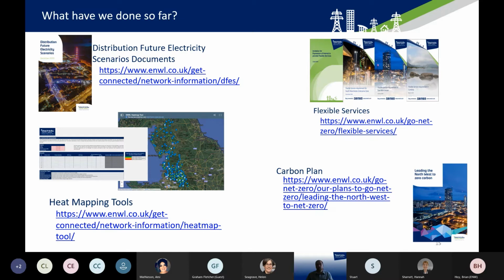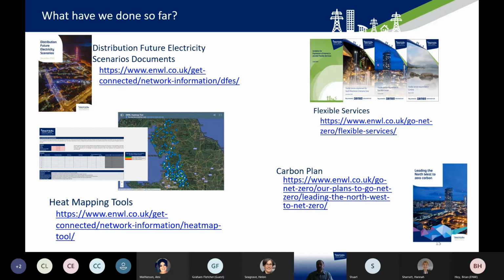We've also, on an annual basis, updated our distribution future electricity scenarios documents, which give you regional insights into where we believe the demand and generation hotspots will occur on the network, and that might give you a better idea of where things may be required in the future. We've got our heat mapping tools, which we've developed and which are regularly updated. They give you the capacity to see at this present time where there is capacity left on the network or where there may be some constraints on the network. And again, that gives you an idea of where it's best to get a connection.